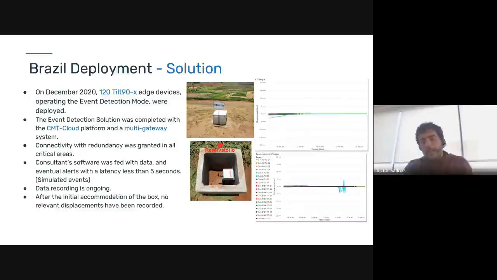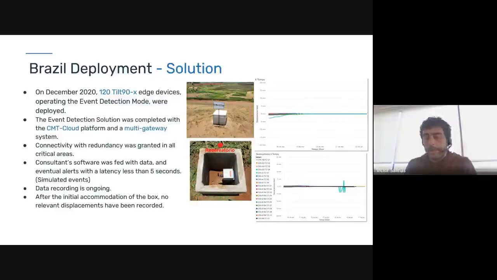The software from the consultant was fed with data and eventual alerts with a latency of less than 5 seconds. The consultant was also in charge of defining the exact thresholds they wanted to see, and several tests were done in the field to ensure that the system was responding.